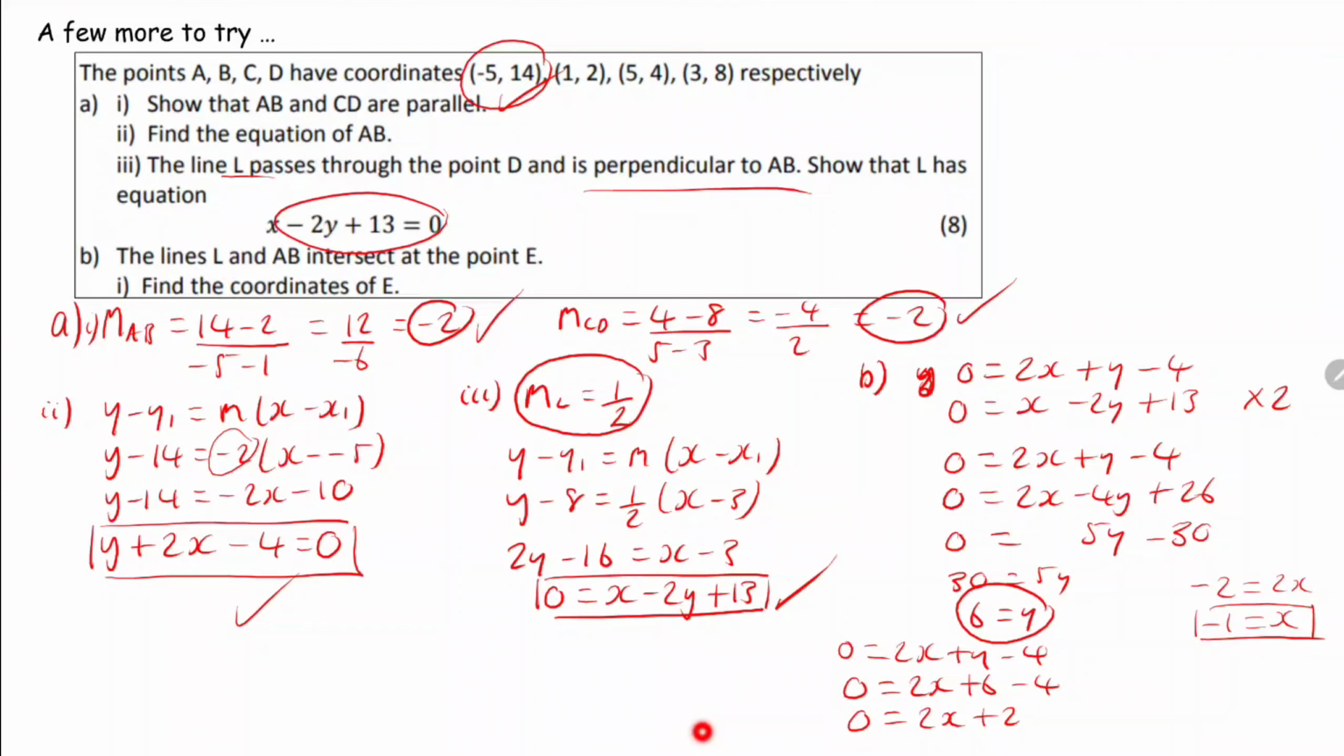Then to solve them simultaneously, write the two equations out, times the second one by 2 to get the x coefficients the same. Subtract the two equations, again being careful with the negatives. y minus minus 4y gives you 5y. Minus 4 minus 26 gives you minus 30. That gives you a y solution of 6. Then substitute into the original equation and rearrange, and that gives you an answer of minus 1 for x.